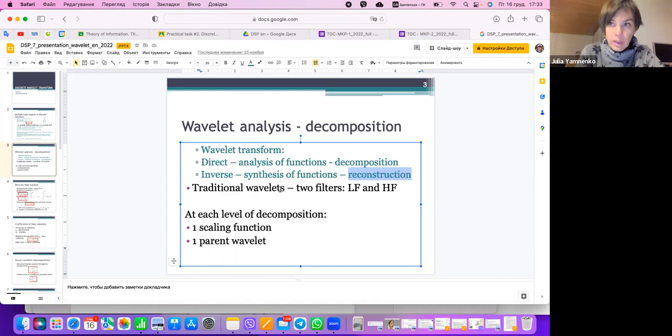At each step of decomposition, we are doing this splitting using two filters, low frequency and high frequency. And as a result, at each step, we obtain two components. One of these components is a low frequency component. So it will be like an approximated version or smoothed version of the initial signal.